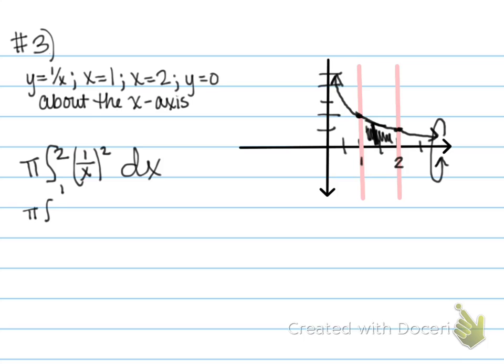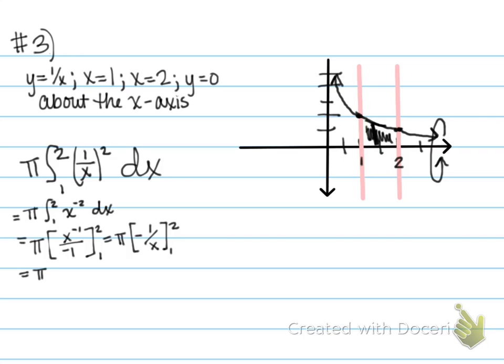Simplify first before you integrate. So 1 over x, squared, is 1 over x squared. So 1 over x squared is x to the negative 2. That's easier to integrate. Then we got pi times x to the negative 1 over negative 1, evaluated from 1 to 2. You can make that look a little easier to evaluate, if that helps a little bit. And now let's evaluate it real quick.